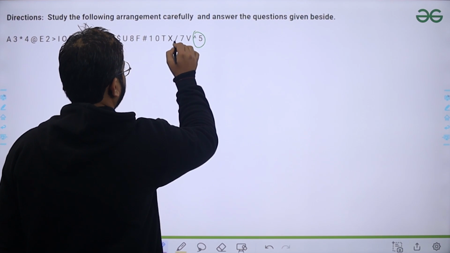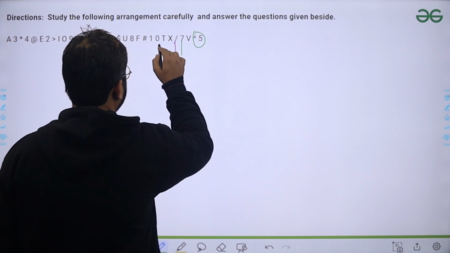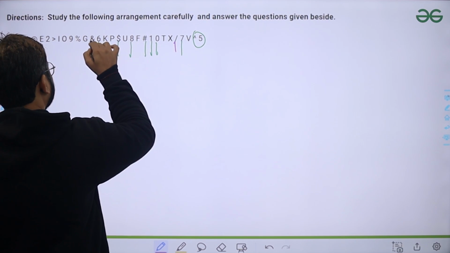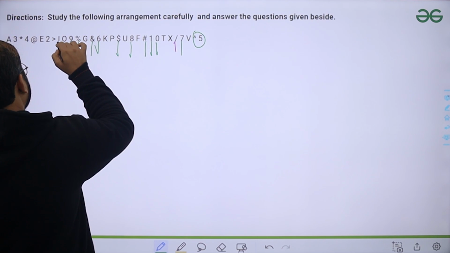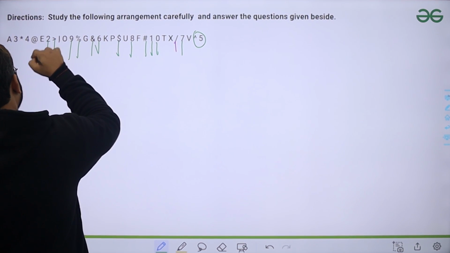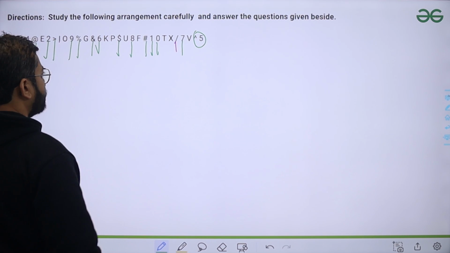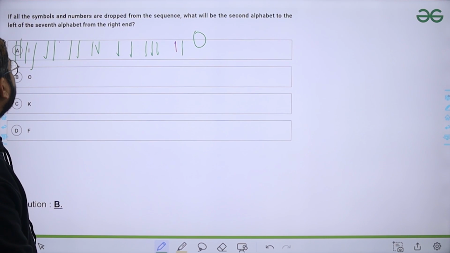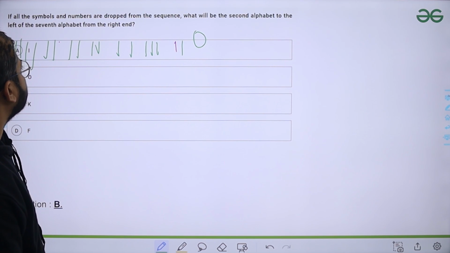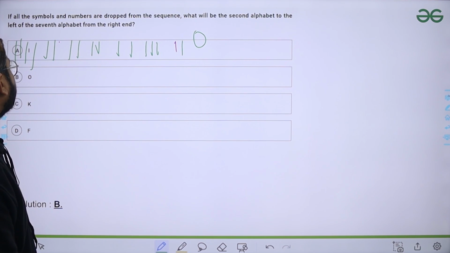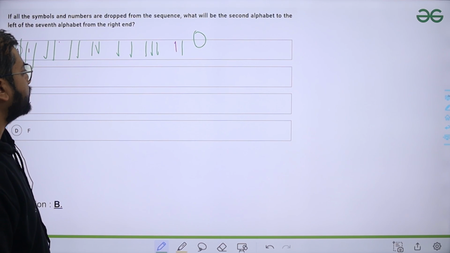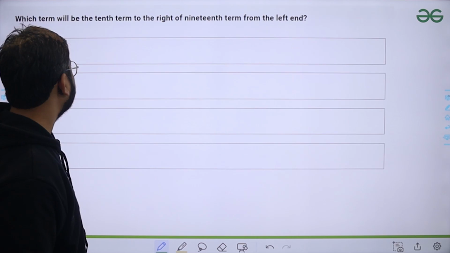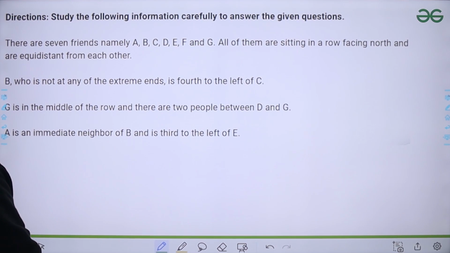We have dropped this one, this one, this one, and so on. From the ones that remain, you have to find out what the second alphabet to the left of the seventh alphabet from the right end will be. Now this one is an easy question. I have done this type of question for you.